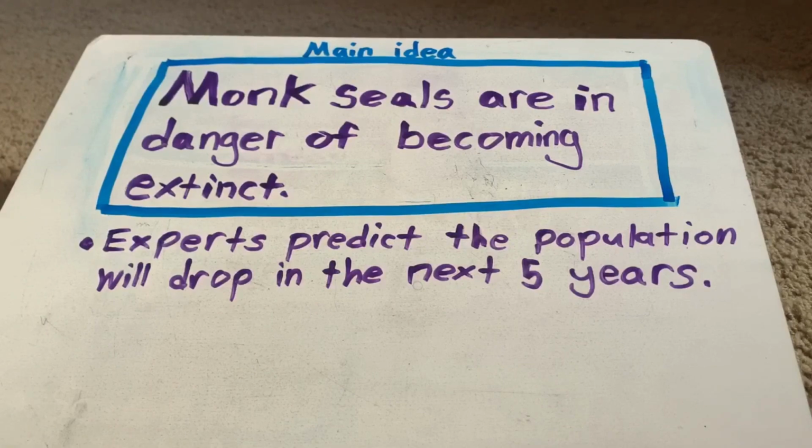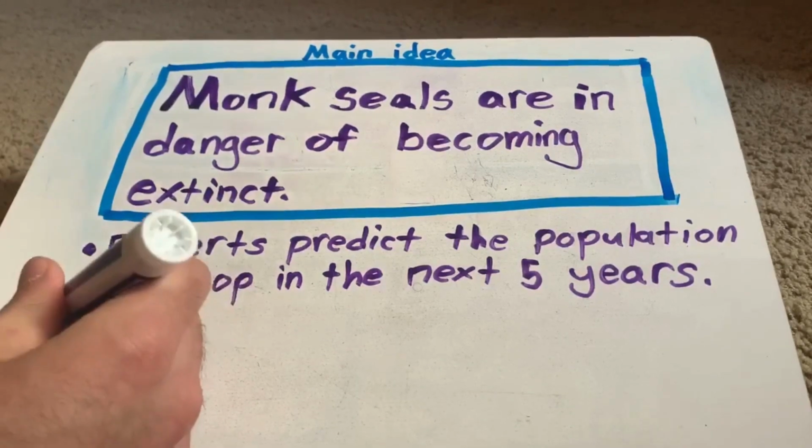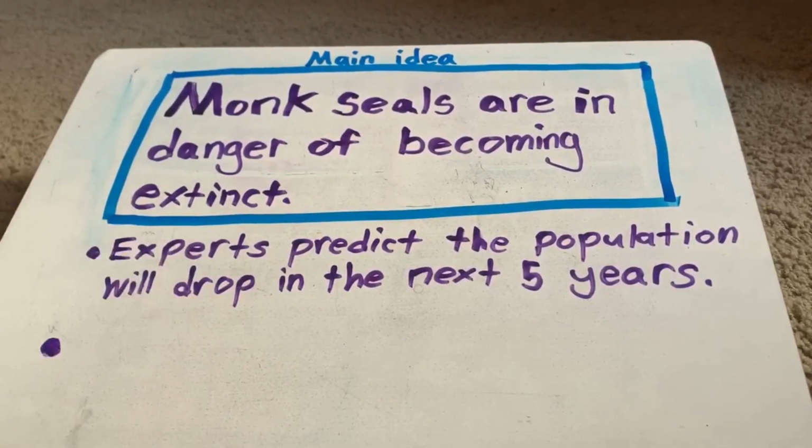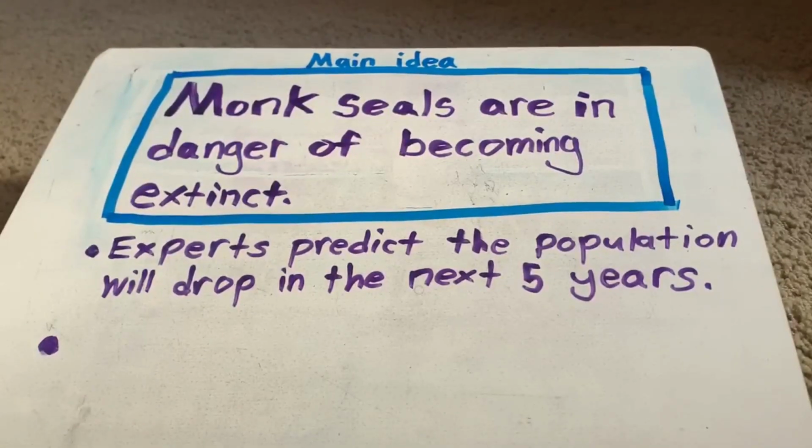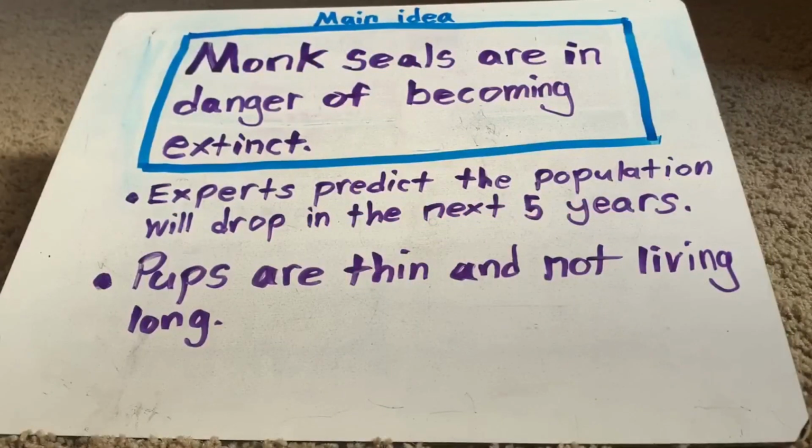Now I'm going to think about what other supporting details there are. So I'm going to look at the text again and get another one. I'm going to make a bullet because I already see another one that I want to write down. Reading the text, I see that it says experts also worry that the seals are not getting enough food because many of the pups are thin and are not living past their first few years. That definitely supports my main idea, so I'm going to write that down. My next detail is that the pups, the baby seals, are thin and not living long.